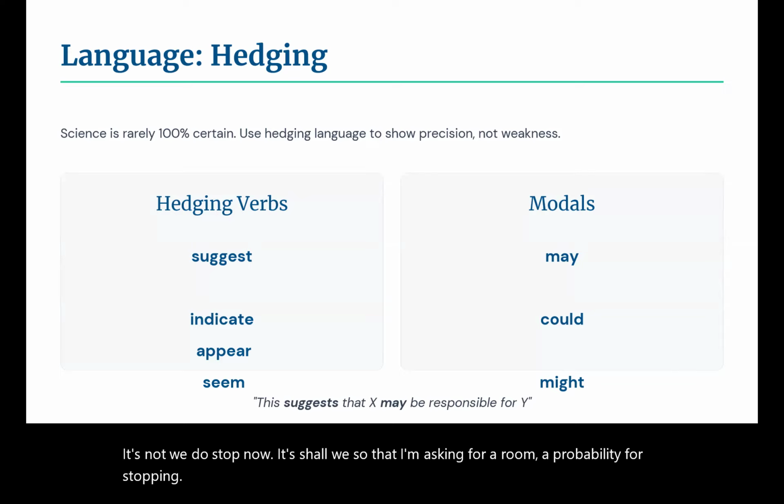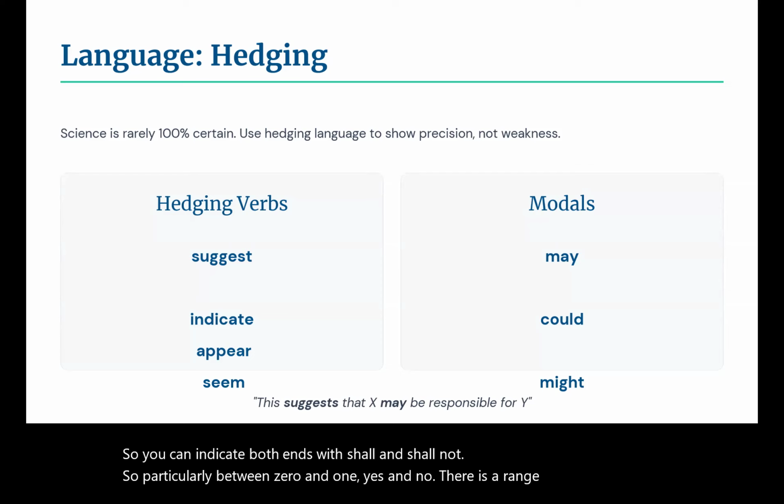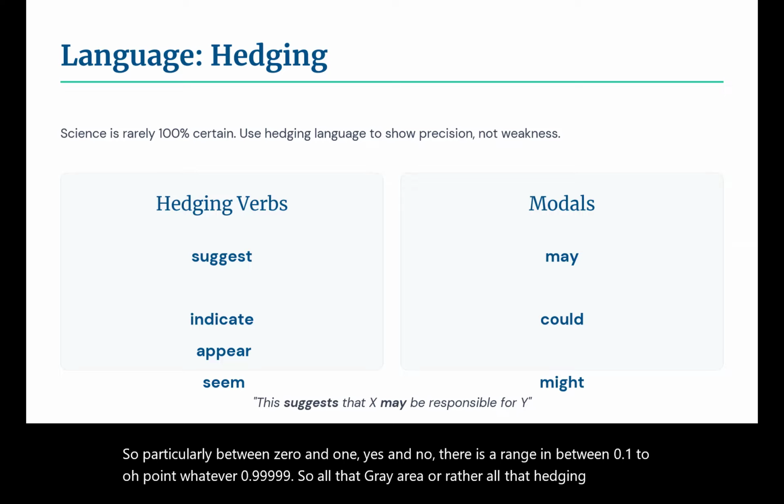So you can say we shall not. So you can indicate both ends with shall and shall not. So particularly between 0 and 1, yes and no, there is a range in between, 0.1, whatever, 0.99999. So all that gray area, or rather all that hedging area, is part and parcel of your language.